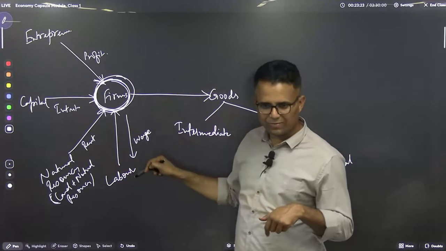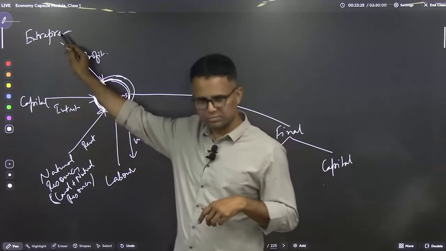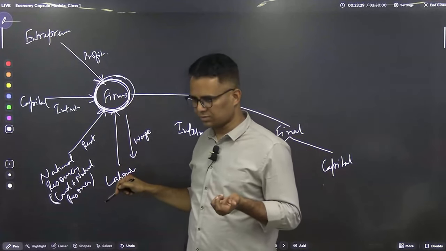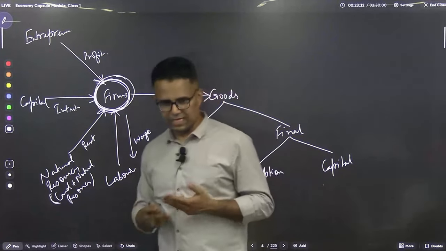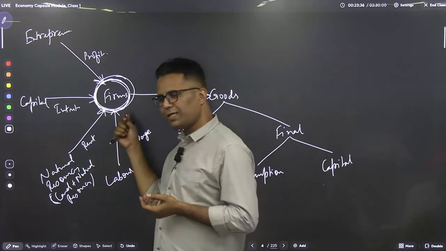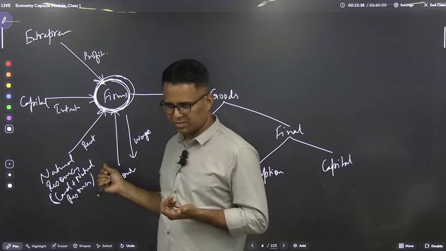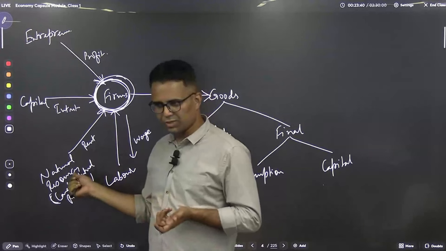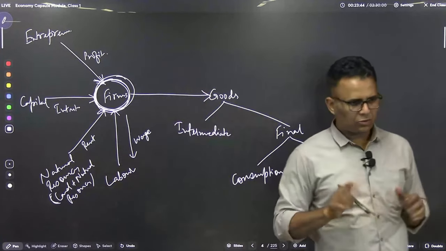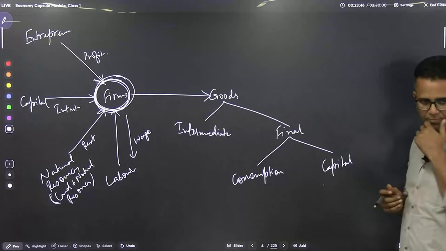These four are the inputs of production or factors of production. So when we give money to labor, that is called wage. When the company gives money to whoever provided natural resources, that is called rent. Understood? Doubt hai koi? Okay.